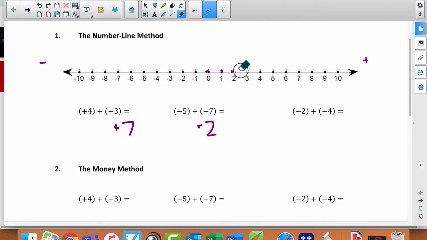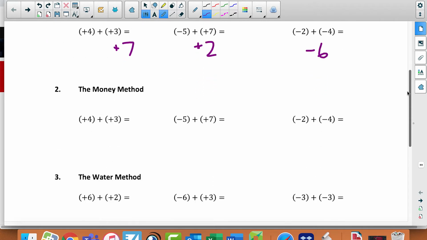And one more of these. Negative 2 is my starting point this time. So here I am at negative 2. And I'm adding negative 4. If I'm adding a negative, I'm going in the negative direction. So I actually have to go 4 steps in this direction. 2, 3, 4. And I end up at negative 6. So this is one method for adding integers. I like it. Go with that if you want.